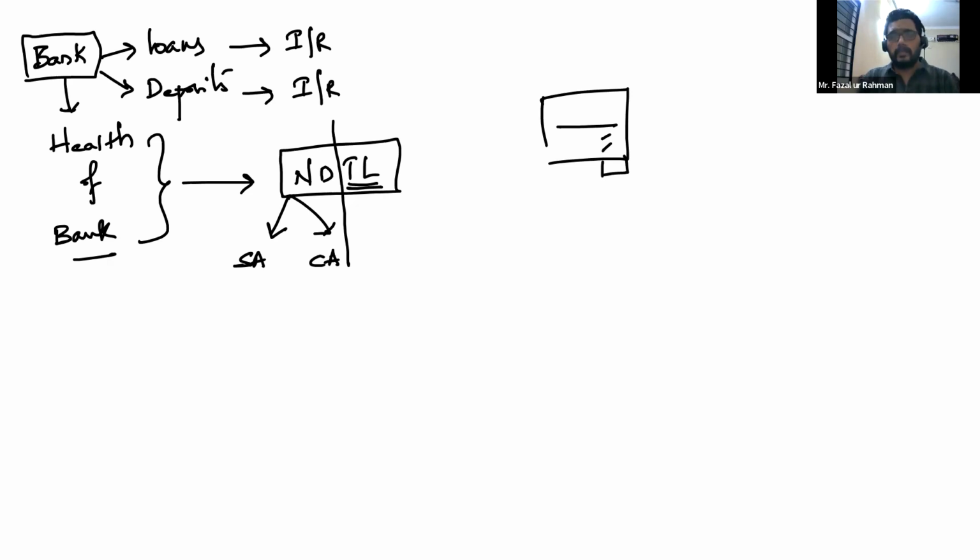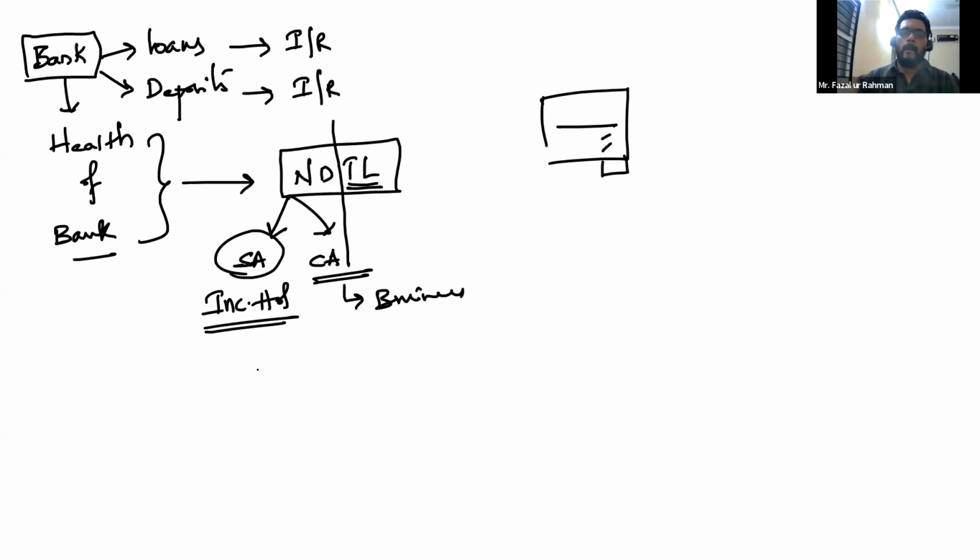Now, what is the difference between a current account and a savings account? Basically, you get to see the two accounts only. One is savings account, the other one is current account. Savings account is basically for the income holders, whereas current account is for the business class.